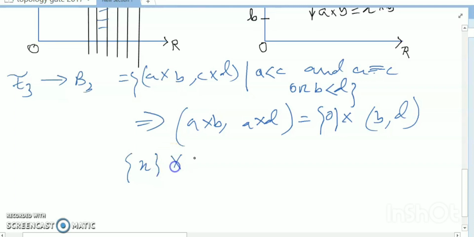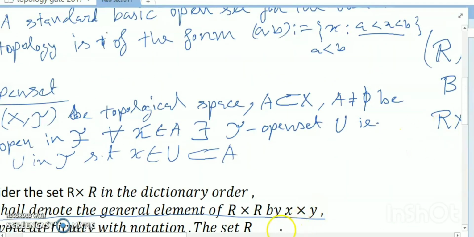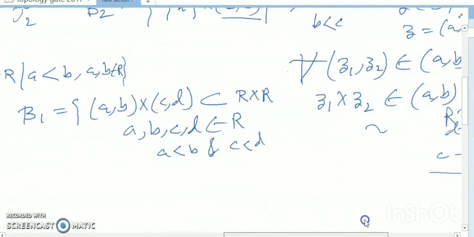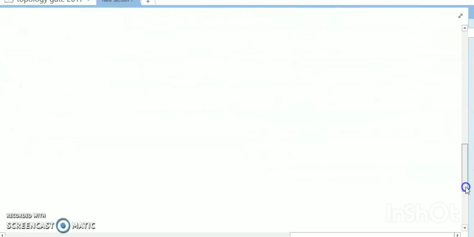And x cross B, C comma B is equal to tau 2 open set. You see that, as I have already written, it is a tau 2 open set but not tau 1. Okay, it is a tau 2 open set.